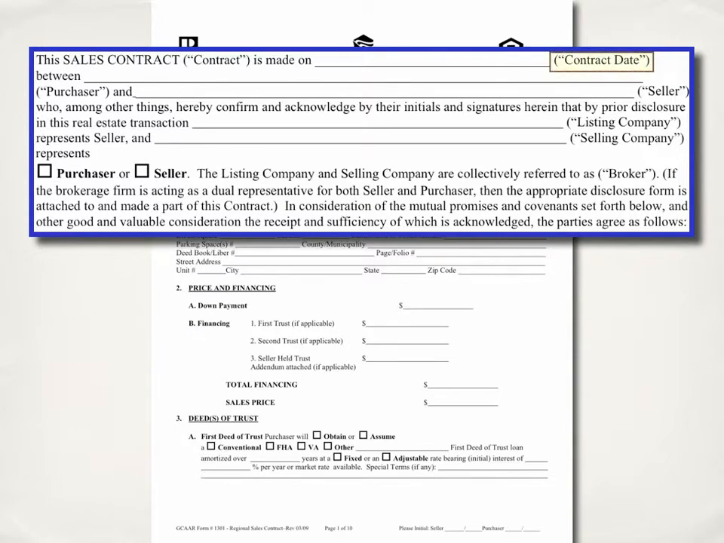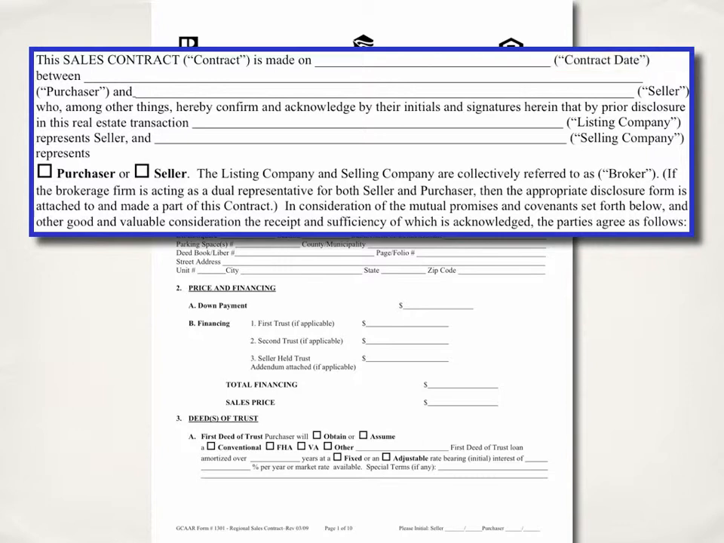This is the date that the contract was written. It's the date that the contract was prepared by the agent and signed by the buyer for presentation to the seller. It may not be the actual date that the contract is presented to the seller. It is the date that the contract is written. It is not the date of ratification. It is not the date that the contract is enforceable. It is simply the date that the contract was prepared by the buyer's agent for presentation to the seller.